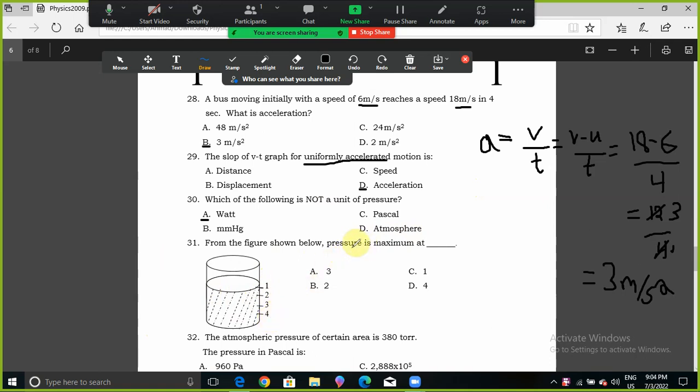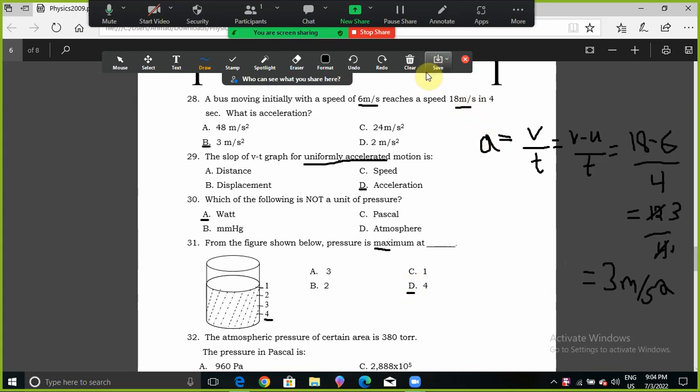What's the meaning of pressure? When depth is increased, pressure also is increased. So that means the answer is 4. Why? Because 4 is inside the beaker, it's at the greatest depth. When depth is increased, pressure is also increased, that means maximum. So the answer to question 31 is D.